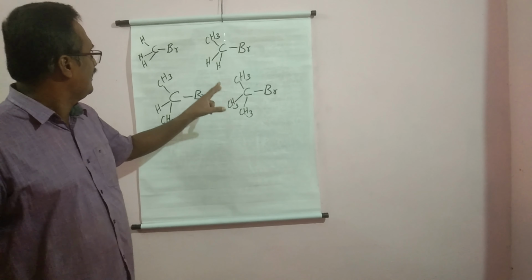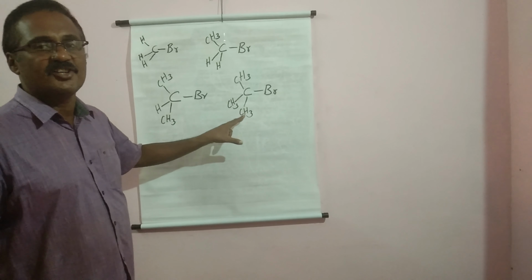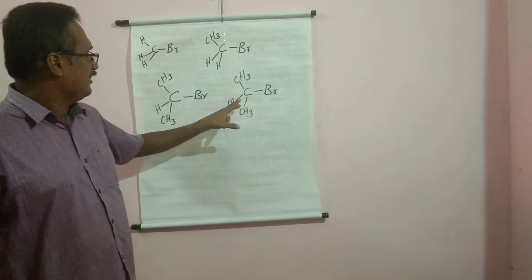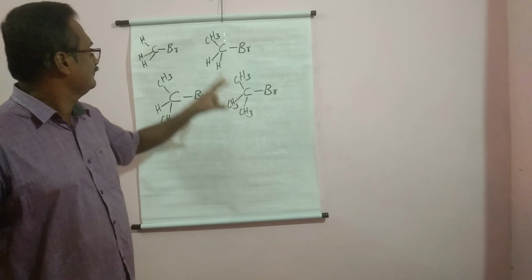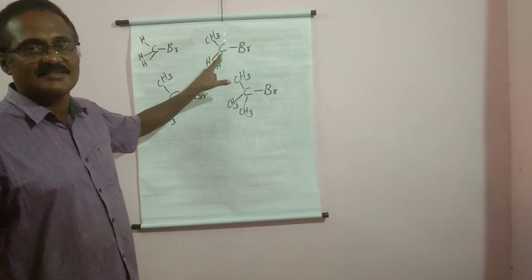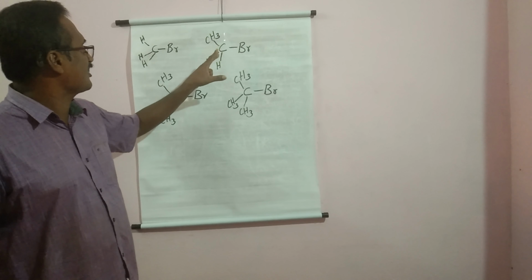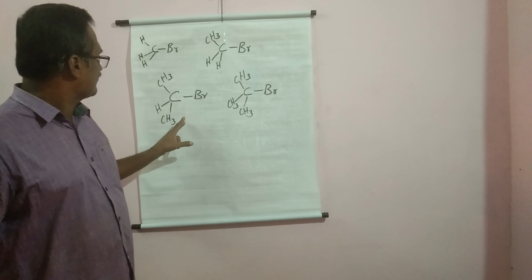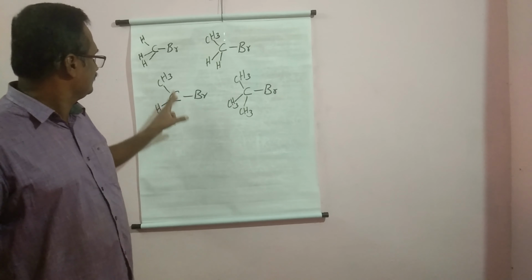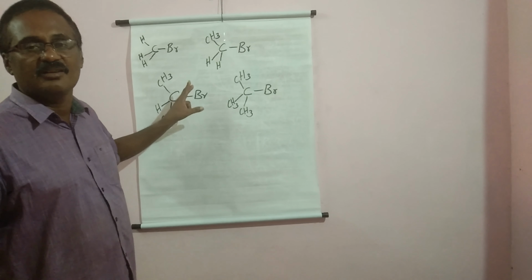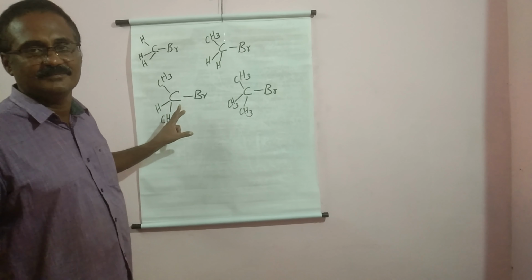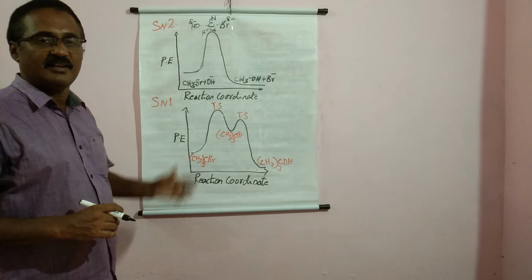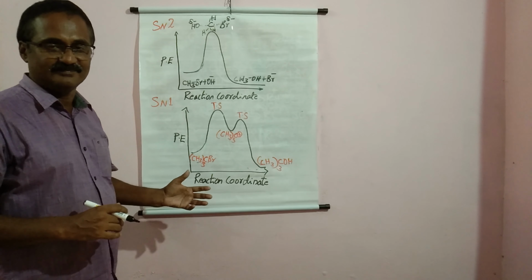That is, a tertiary alkyl halide undergoes nucleophilic substitution reaction via SN1 mechanism. Primary alkyl halide undergoes nucleophilic substitution reaction via SN2 mechanism. Secondary alkyl halide can undergo SN1 or SN2 reaction. Okay, got it? Let us now consider the energy profile diagrams of SN2 and SN1 reactions.